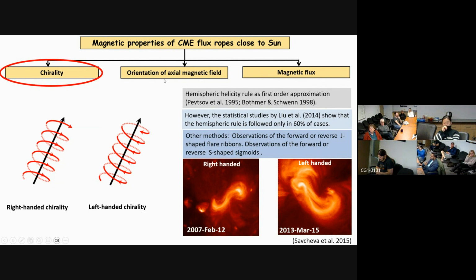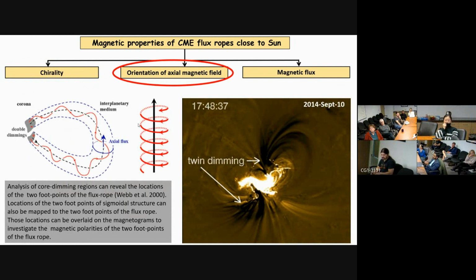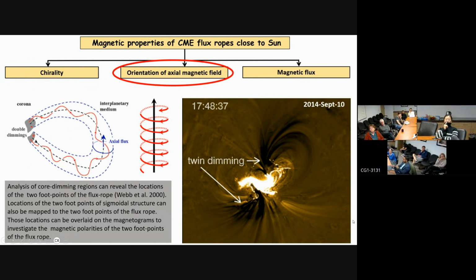Then the second part is the orientation of this central magnetic axis, the black arrow, whether it is northward, southward, eastward or westward. One way to estimate this is by observing the coronal dimmings. When the structure erupts from the sun, this is again a cropped UV image from the on-disk observations during the eruption.